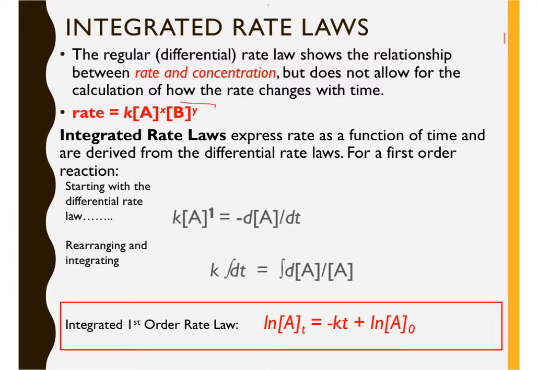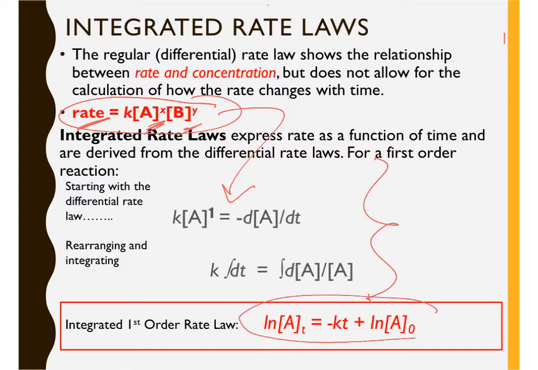As a refresher, this is the format for the differential rate law, the regular rate law, and that simply follows the rate as a function of the concentrations of the reactants. It doesn't say anything about time. And so how you get from a differential rate law to the integrated rate law is you literally integrate it. Now, we don't have to do calculus or go through this, but just so that you know how it's done. This on the bottom happens to be the integrated rate law for a first order reaction. We'll go over all the different orders in this PowerPoint.